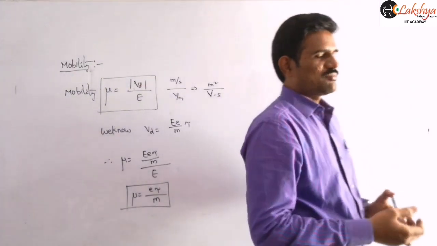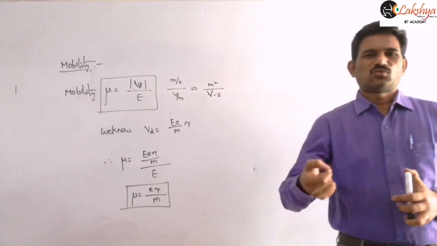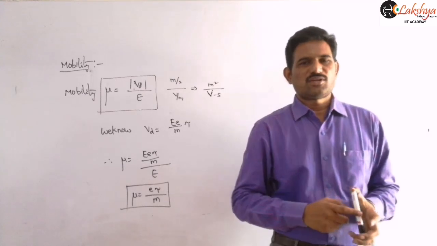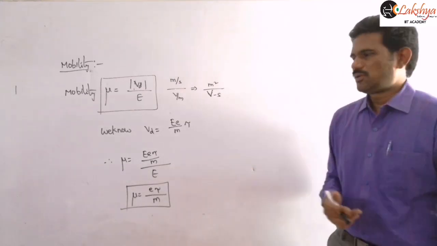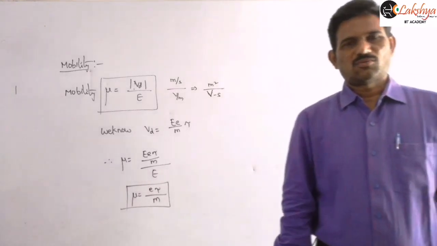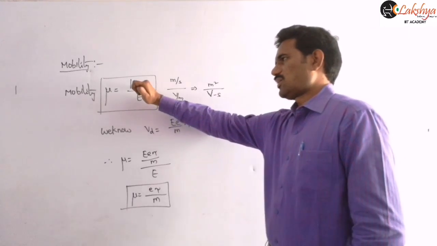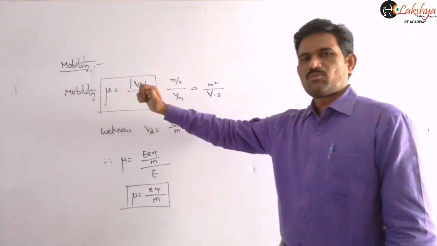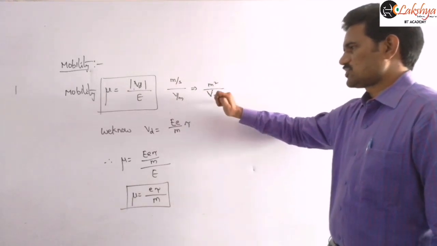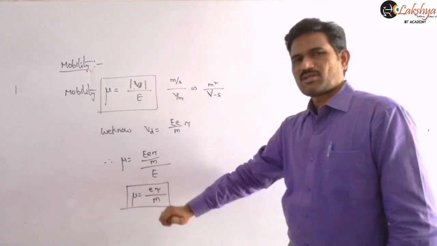In the case of semiconductors, if you want to calculate the mobility, then due to both positive and negative charges, that means due to electron and hole, we need to write the total mobility. That we will discuss in the semiconductors topic. So that is the definition of mobility: the drift velocity per unit electric field, with unit meter square per volt second. This is the basic formula and it can also be expressed like this, right?